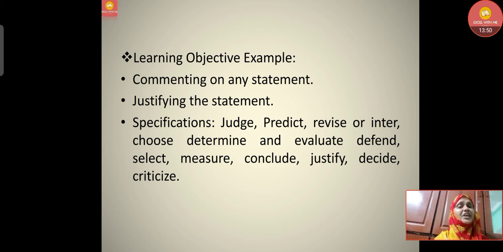What are the specifications here? How to write the learning objectives? The students will be able to judge, the students will be able to predict, revise, or infer, or choose, determine and evaluate, defend, select, measure. Students will be able to conclude, justify, decide, or criticize. So all are the examples of learning objectives related to evaluating.